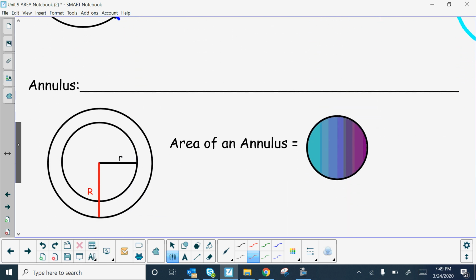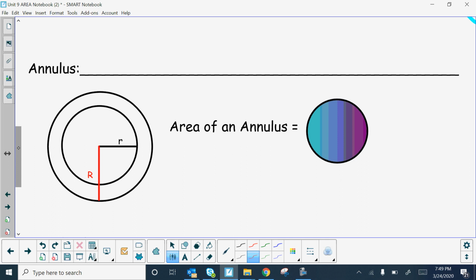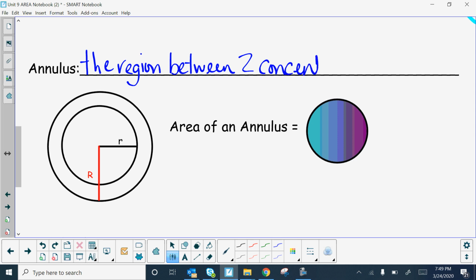Okay, let's go to the next one. This one's a little easier. This is called an annulus. Okay. So a good definition for that would be the region between 2 concentric circles. Okay, and so you're probably wondering what concentric circles are. These are 2 circles that have the same center. So this center right here that I just kind of circled in blue, that's the center. Those 2 circles have that same center.